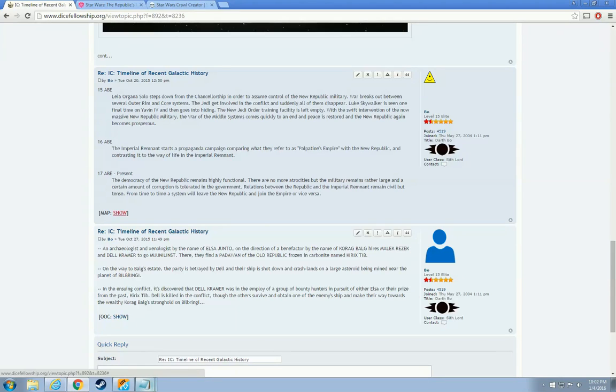17 ABE to present. Democracy in the New Republic remains highly functional. There are no more atrocities, but the military remains rather large, and a certain amount of corruption is tolerated in the government. The relations between the Republic and the Imperial Remnant remain civil but tense. From time to time, a system will leave the New Republic and join the Empire, or vice versa.